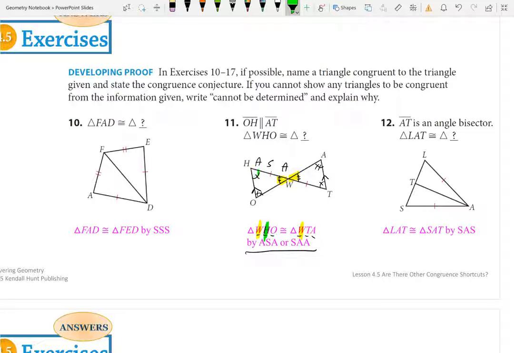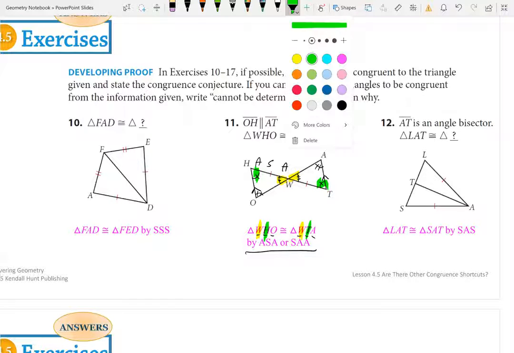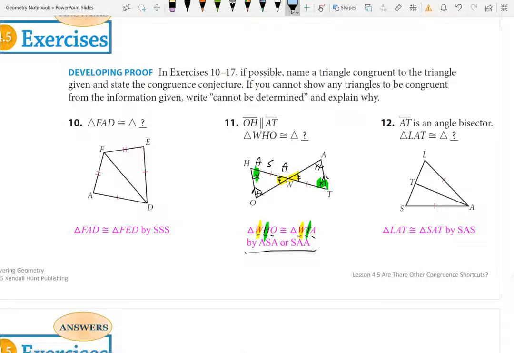Then H, what angle matches H? Well, T. So the next letter here is T. And then about O. What angle matches O? Well, there's two dashes in A. So O would match A. So make sure that the order shows which angles correspond and are congruent to each other.